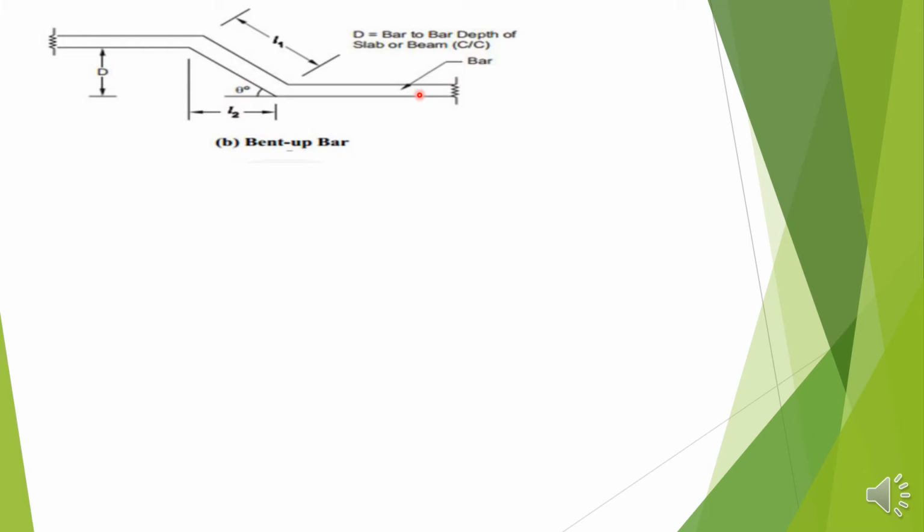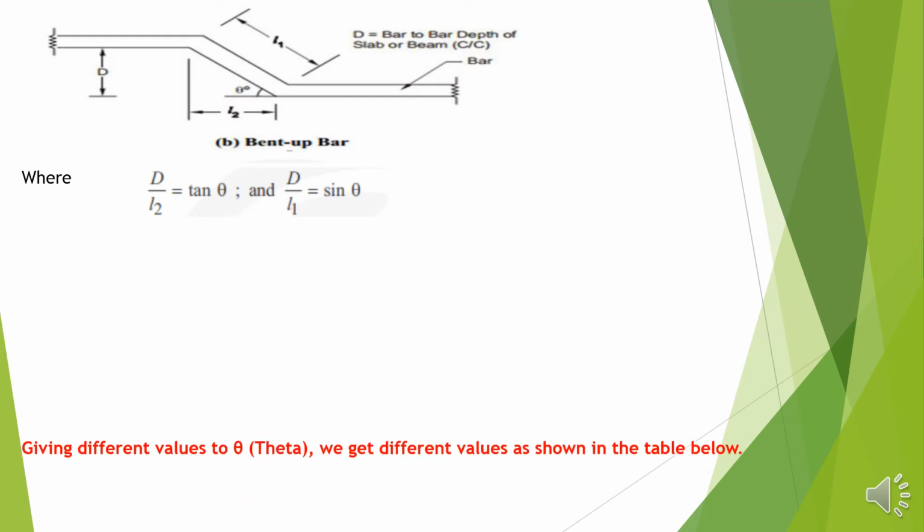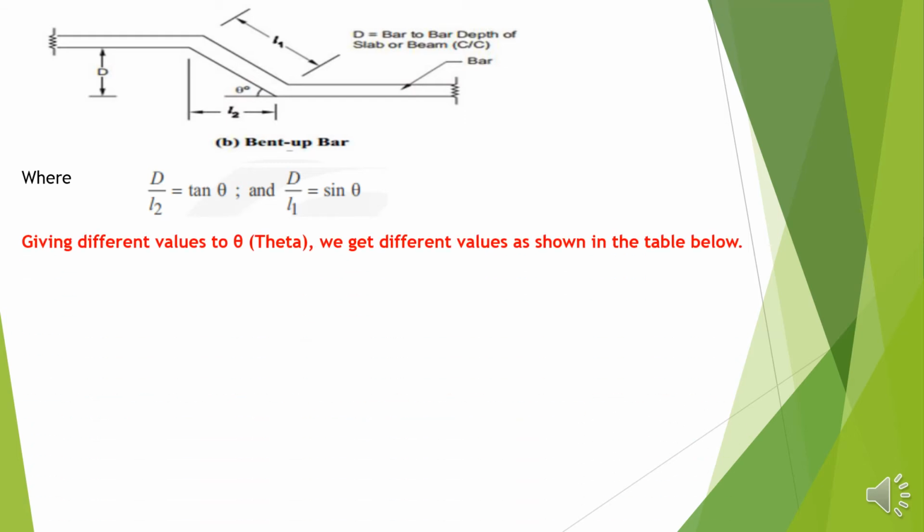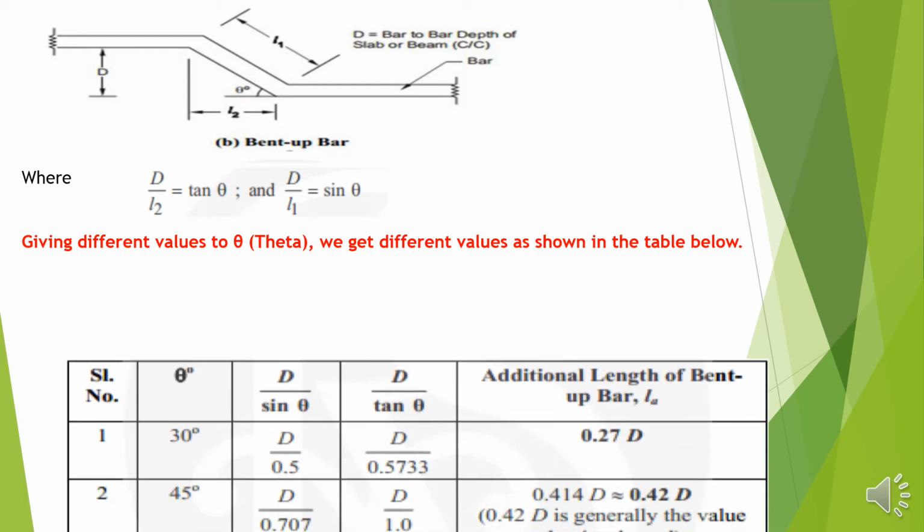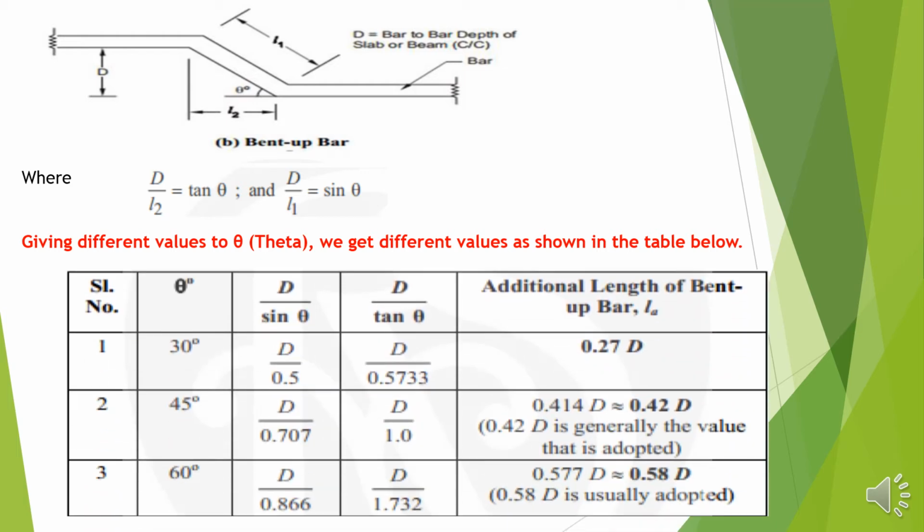This is L1, this is L2. This is a bar, this is the dia of the bar, which we call bent up bars. Where D divided by L2 is equal to tan theta and D divided by L1 is equal to sin theta. Giving different values of theta, we get different values as shown in the table below.